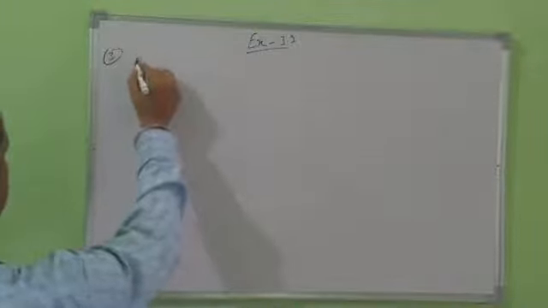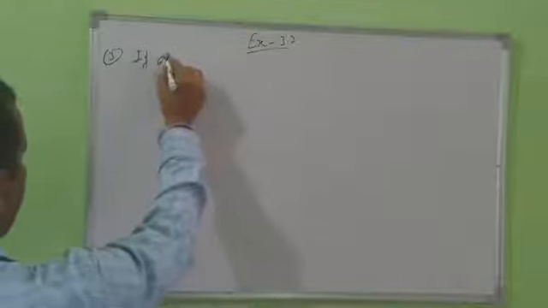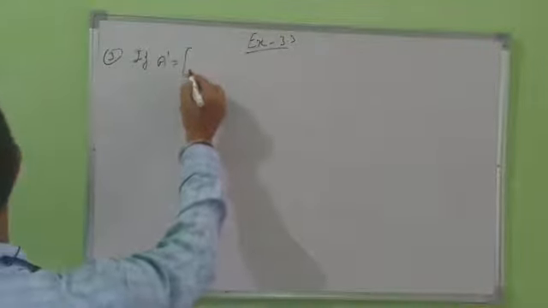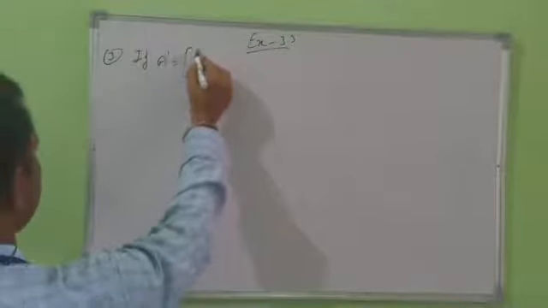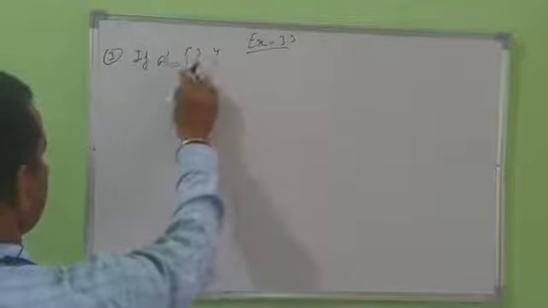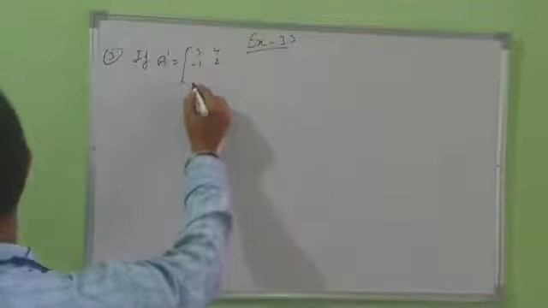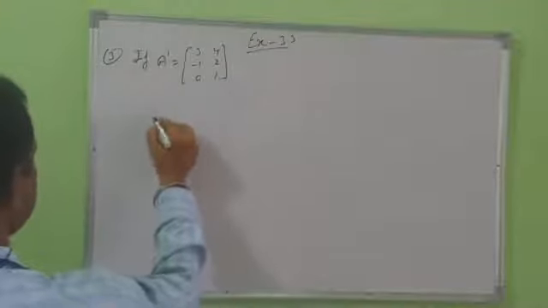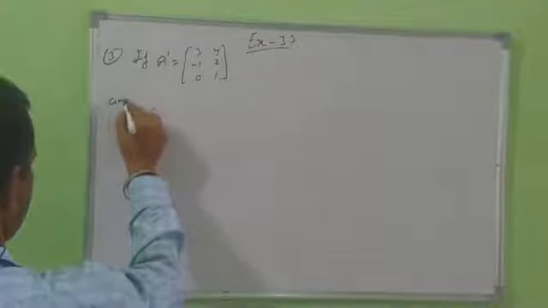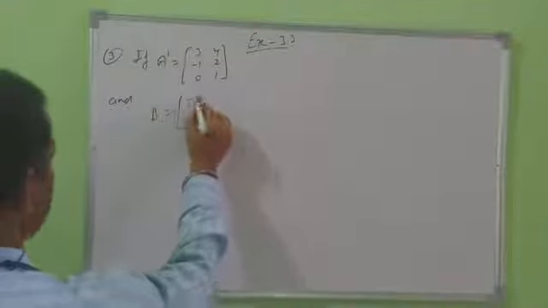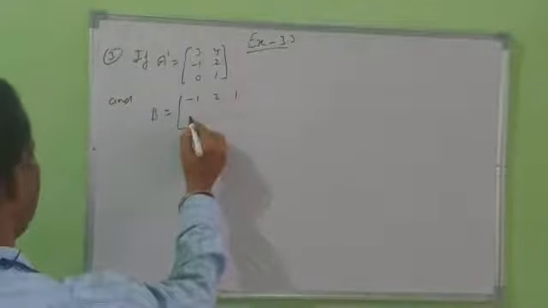If matrix A equal to 1, 4, 3, 4, minus 1, 2, 0, 1, and matrix B equal to minus 1, 2, 1, 1, 2, 3.